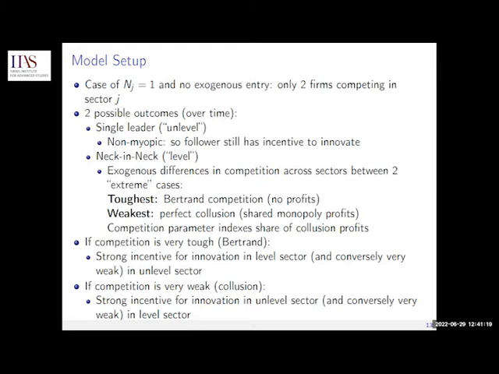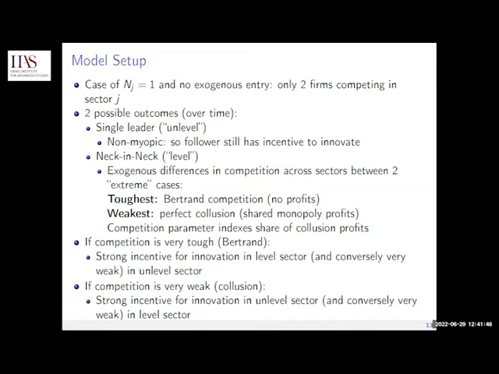But in every sector, I have two firms. And in all of the sectors, you have the front. Always those two firms, no exogenous entry. So in any one sector, the only possibility is you're either what they call level, neck and neck, or one is ahead of the other.